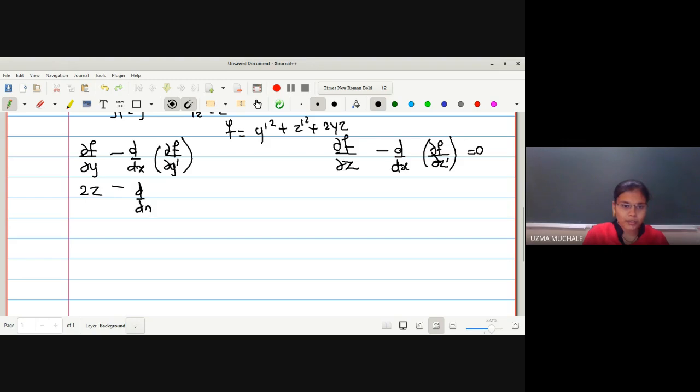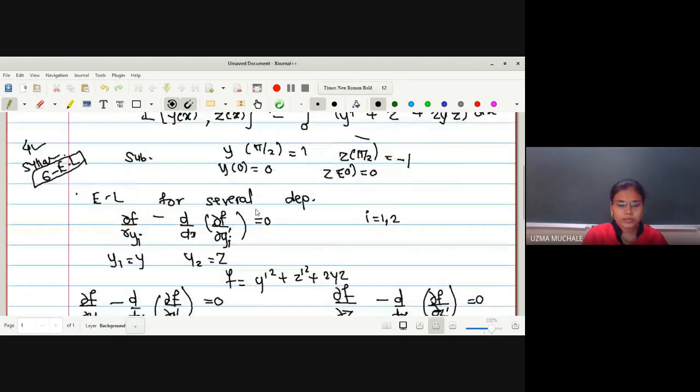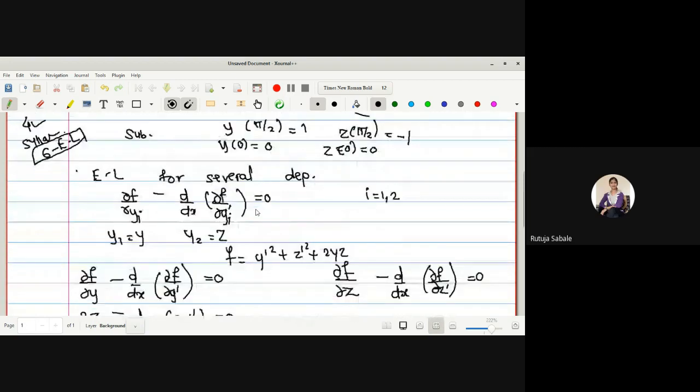Minus d by dx of dou f by dou y dash. How many terms are there which involve y dash? Only the first term. The derivative of all others with respect to y dash will be 0. So here I can write 2y dash, which is equal to 0. Now this 2 I can take common, and if we differentiate with respect to x, this y dash I can now write as y double dash. Okay, is it okay up to now? Any doubt? Yes, ma'am.